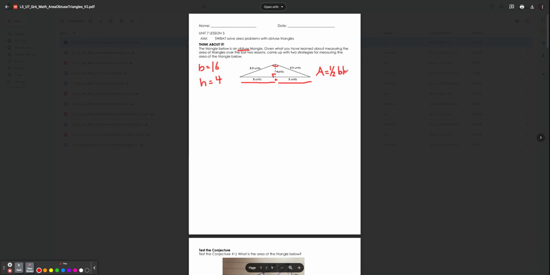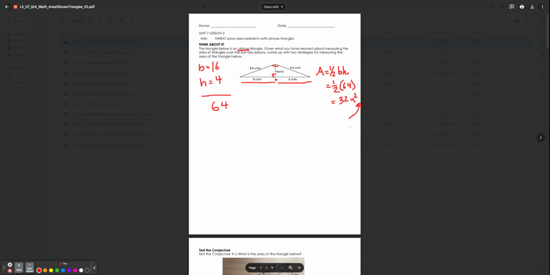I hope all of us are remembering this, have this written down in our notebooks, and we just know that, hey, find the base, find the height, multiply those two, and then take half. And so we're going to multiply 16 times 4. 16 times 4 is going to give us 64. And then half of 64 is equal to 32 units. So this area of this obtuse triangle is equal to 32 units squared.